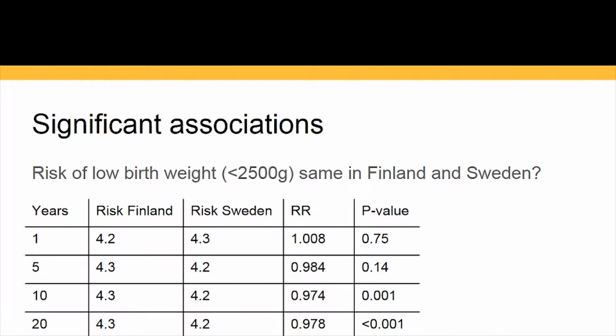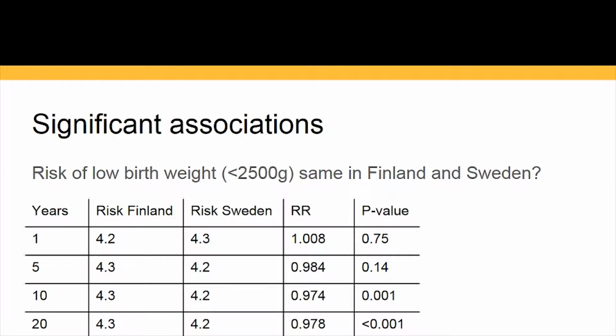Anyway, if we have 10 cohorts, we are able to detect that there is indeed a statistically significant difference between the two countries. The risk of having a low birth weight child is lower in Sweden than in Finland. In this case, using more than 10 cohorts does not change much regarding p-values and estimates. But still, we can conclude that the risk of having a low birth weight child is about 2.5% lower in Sweden. And we get 2.5% by taking 1 minus 0.975, right? The bottom row.